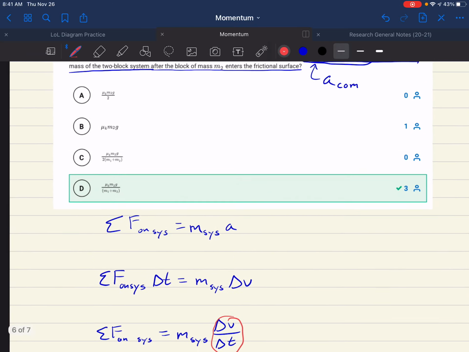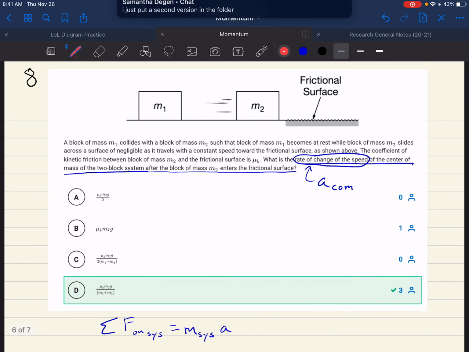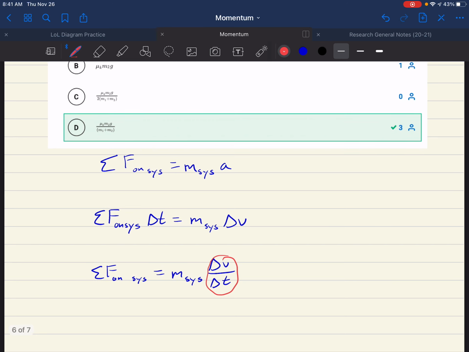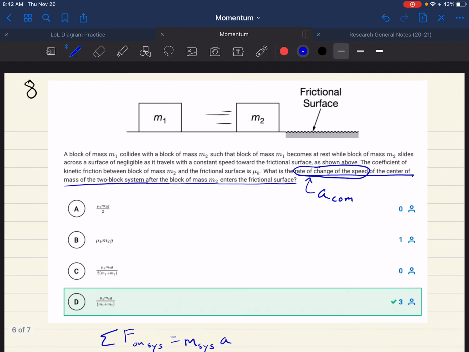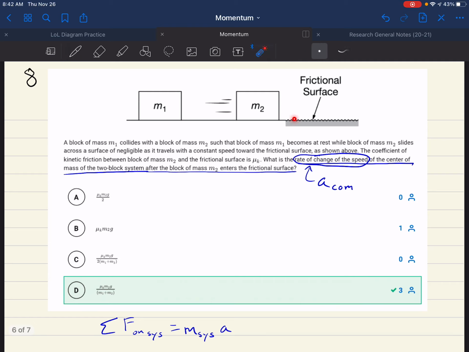So the net force on the system is actually just going to be the force on M2, right? Because M2 hits that frictional patch, and friction is an external force. And the frictional force on M2 is going to be mu kinetic times the normal force of block 2, which is M2g. That's because it's only this block which experiences friction.